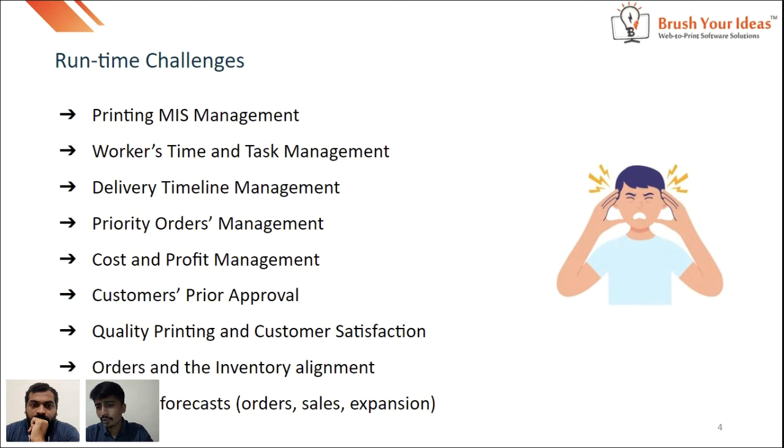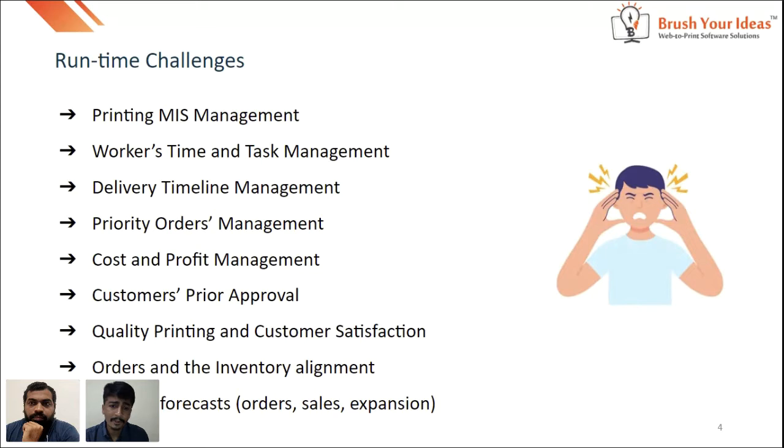Along with that, you may also not be able to figure out the profit or the cost involved in the production. So cost and profit management would also be a challenge for you. Customer prior approval. This is about the proofing part. If you are going to do the proofing and you do not have any systematic process through which you do the proofing with the customer, either soft proofing or hard proofing, then this may also be a challenge for you. Quality printing and customer satisfaction.